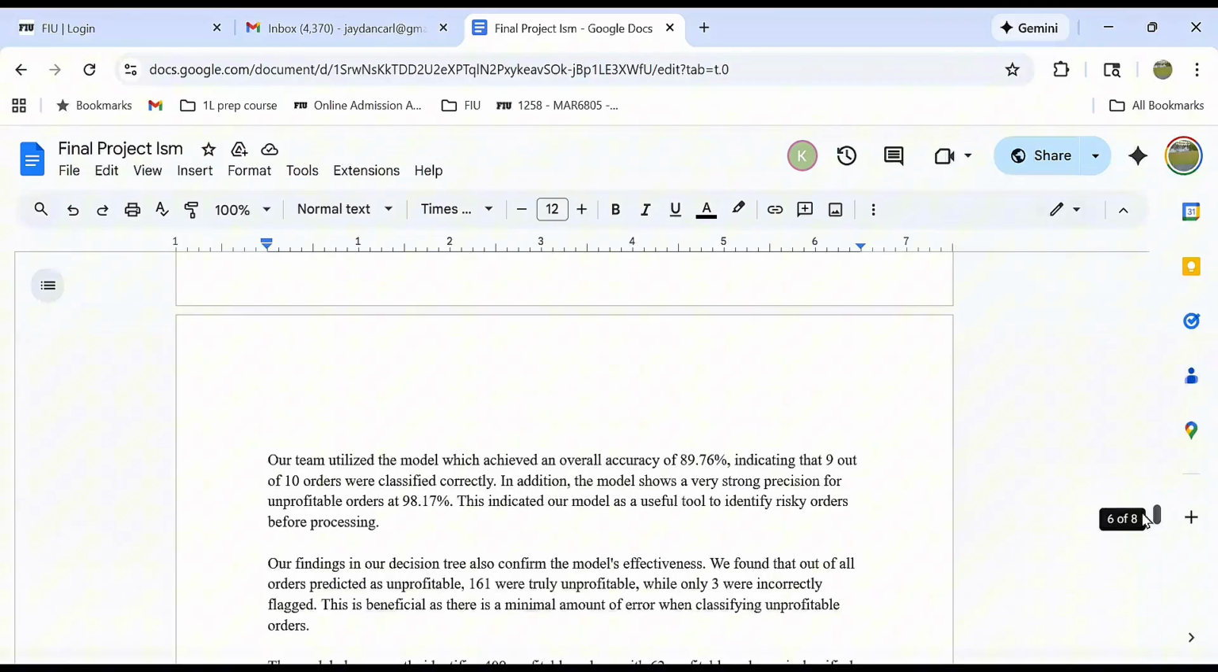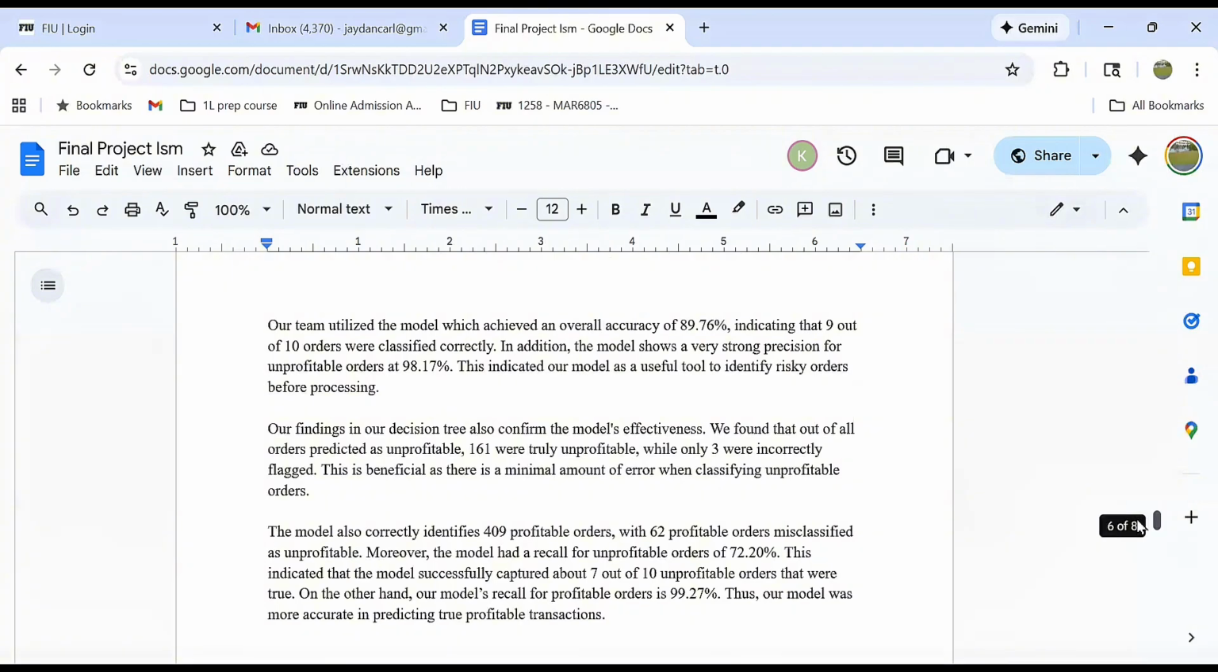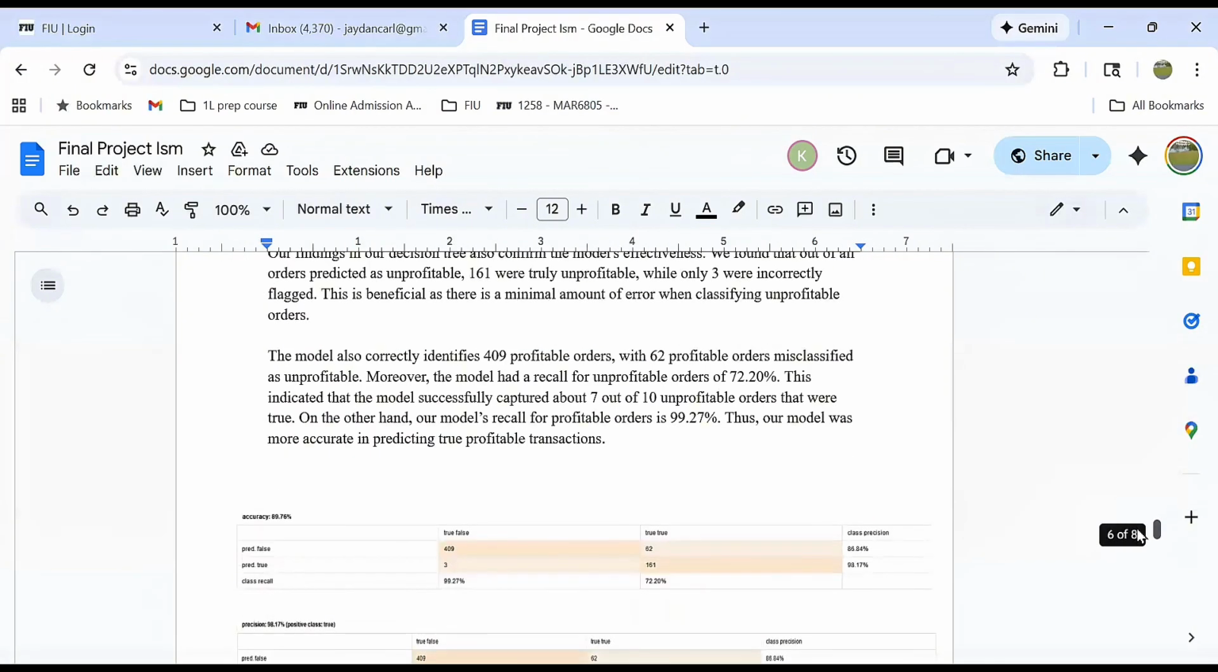From a business perspective, this is extremely valuable because it minimizes false alarms and ensures that flagged orders truly deserve attention. Also, looking more closely at the results, the confusion matrix further confirms the model's effectiveness. Out of all the orders predicted as unprofitable, 161 were actually unprofitable, while only 3 profitable orders were incorrectly flagged. This indicates a very low error rate when identifying risky orders. Additionally, the model correctly classified 409 profitable orders, although it did miss 62 unprofitable orders, which were predicted as profitable.